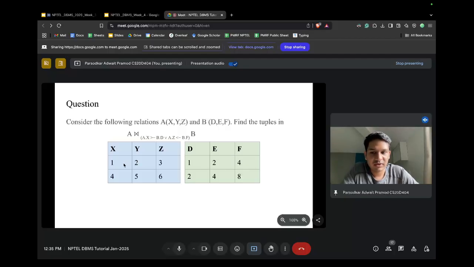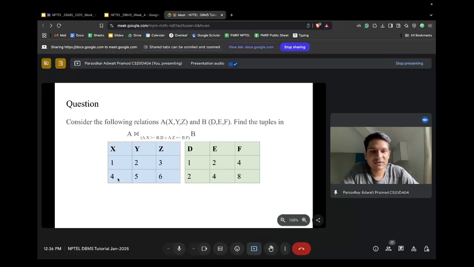Then let us try to join the first row of the blue table with the second row of the green table. So does A.x greater than or equal to B.d hold? No, it does not hold. But we also have another condition that A.z should be less than or equal to B.f. Does that hold? It does, because 3 is less than or equal to 8. So therefore you again get 1, 2, 3, 2, 4, 8.